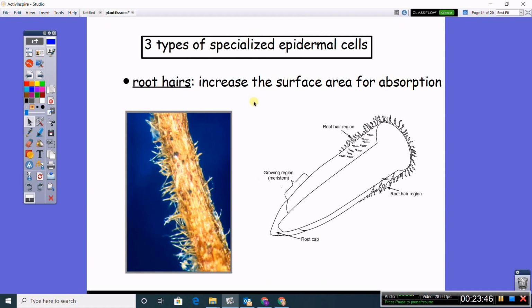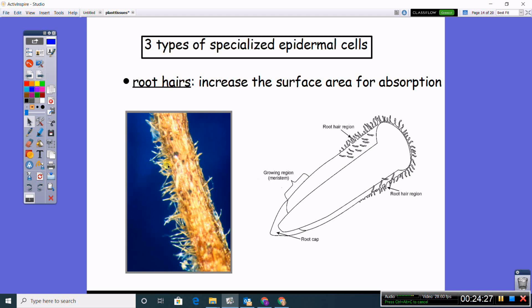All right, 3 types of specialized epidermal cells. First are root hairs. Okay, root hairs increase the surface area for absorption. They are not lateral roots. Okay, the only time you're really going to see root hairs is if you were to germinate a seed yourself, like soak it in water overnight, wrap it in a paper towel that's damp. If you were to germinate a seed yourself and you watch it come out of the seed coat, you might be able to see a root hair. But if you just go find a plant outside, chances are it's not going to have root hairs. It's going to have lateral roots that are going off to the side.